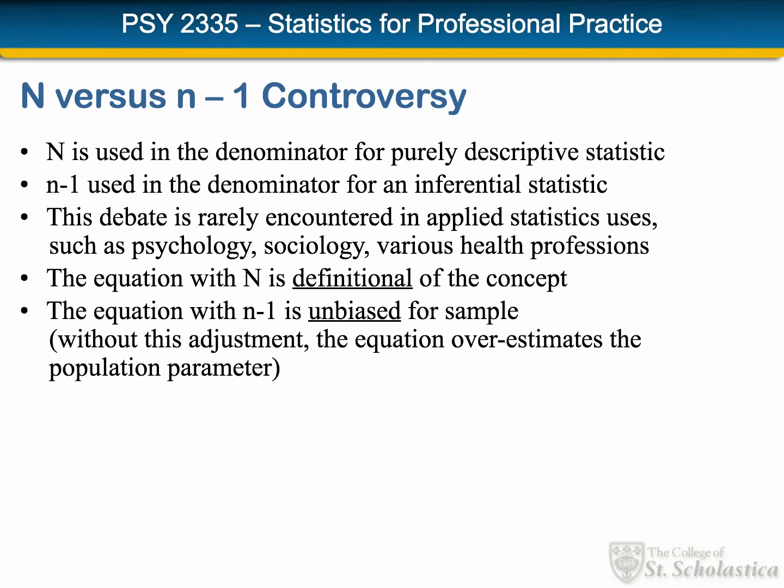So although the textbook makes a big to-do and gives you a solid explanation, a better way to think of it is that the equation using n, the population equation, is definitional. It's the way we think about the concept, and then the n minus 1 is an adjustment that we make to the definition to avoid having an underestimate or a biased sample. So the n minus 1 equation gives us an unbiased estimate of the population value.